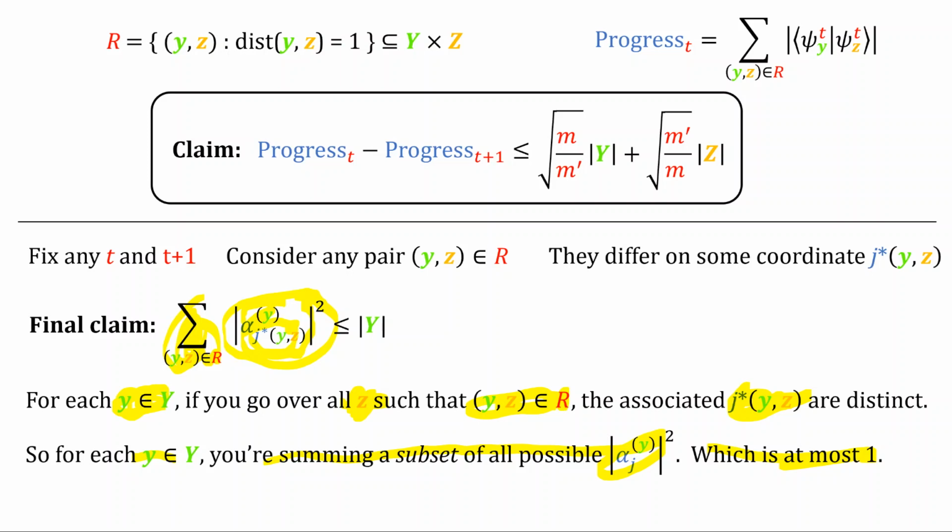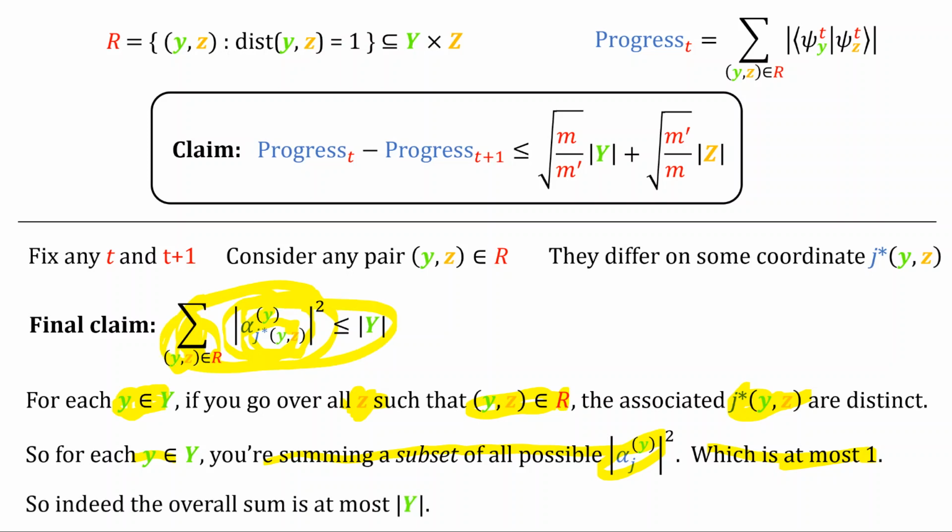If you remember, these are the amplitudes of a quantum state. So for each little y in capital Y, the inner sum, if you will, over all z's that match up with y is at most 1. So indeed, this overall sum is at most cardinality of Y. And in fact, that completes the proof of the claim, and therefore the overall proof of the super basic adversary theorem, which in turn gave us our lower bound for the quantum query complexity of the OR function and various other functions, the optimality of Grover search.